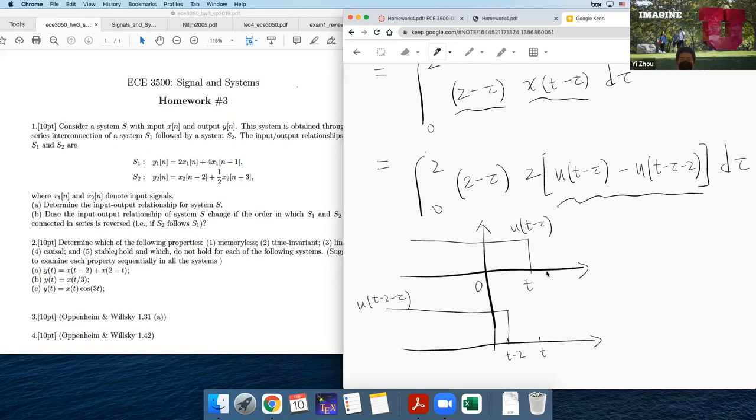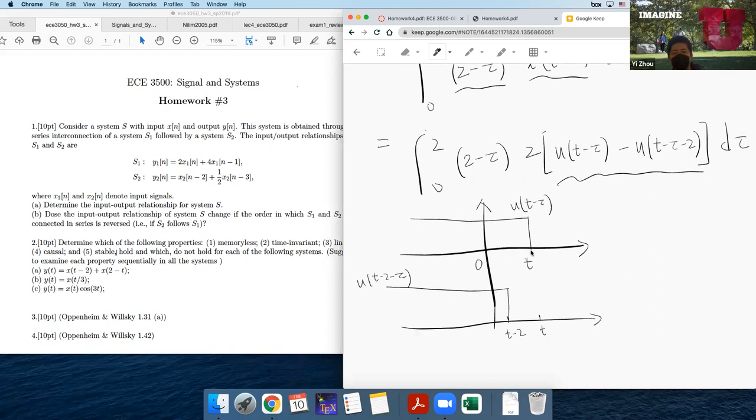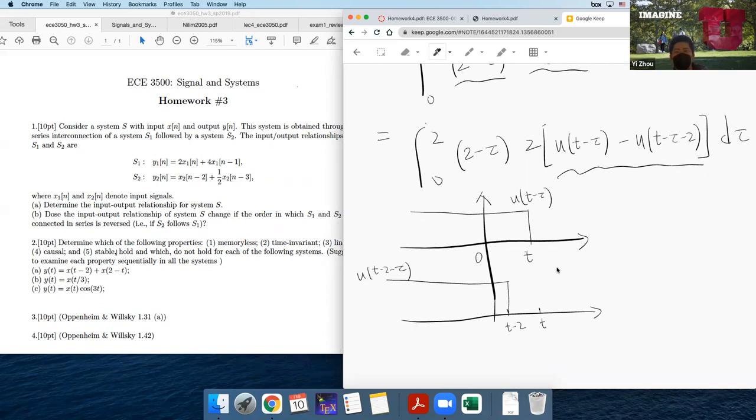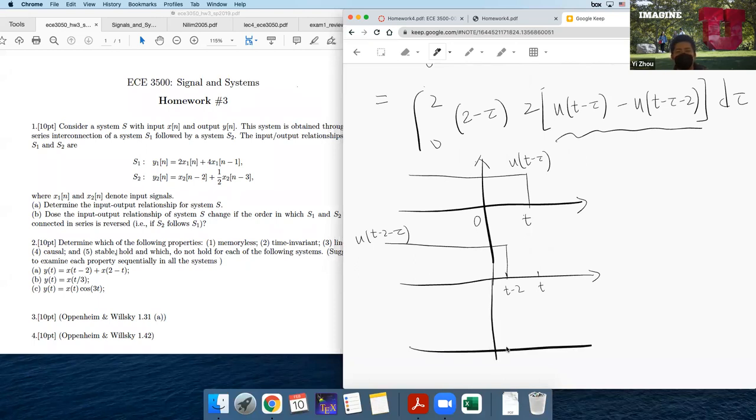And when you subtract, so we are subtracting the second one from the first one, you can see that that will generate a window function, because everything to the left of t minus 2 will be canceled out. These two have the same amplitude. And everything on the right of t will also cancel out. Both of them are zero. The only thing left is between t minus 2 and t. Within this one, we have 1 minus 0, which is 1. So this gives us a window function between t minus 2 and t.